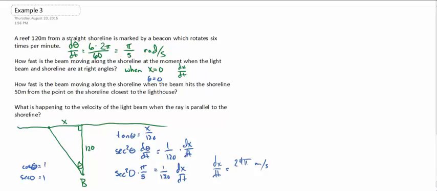All right, next example. How fast are they when we have 50 for x? So tan theta is 50 over 120, or 5 over 12. We're still dealing with the same triangle, the same relationship, so we still get to use this derivative. But what we need now is to know what secant squared is for this instance in time.